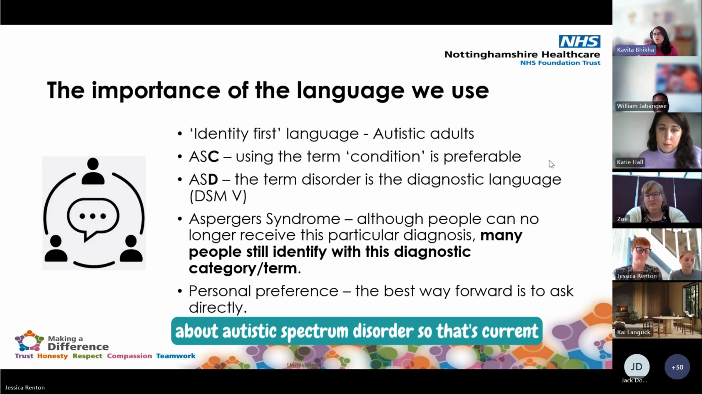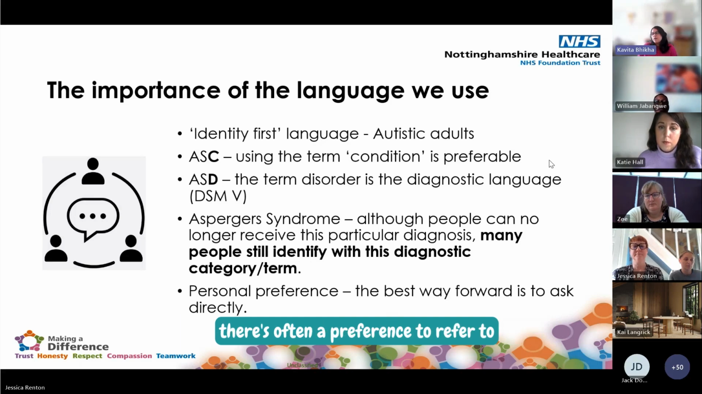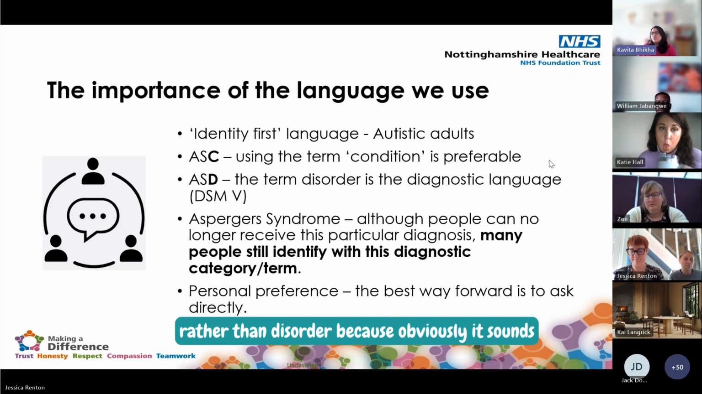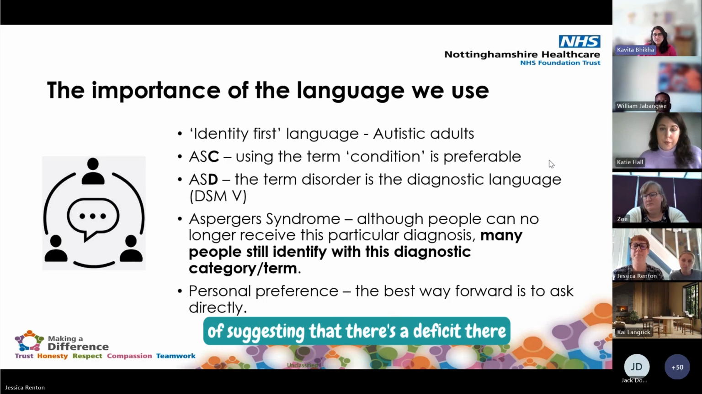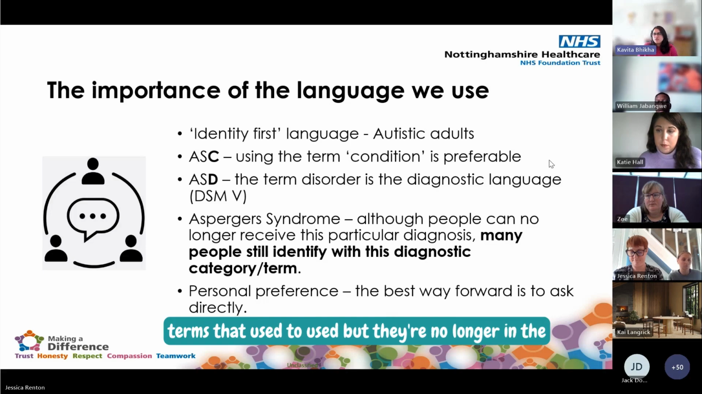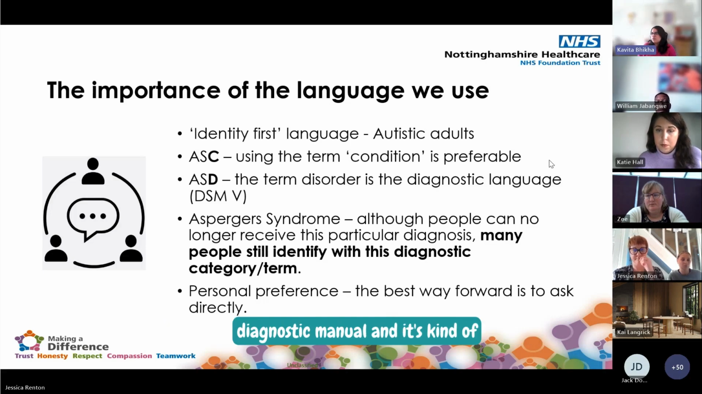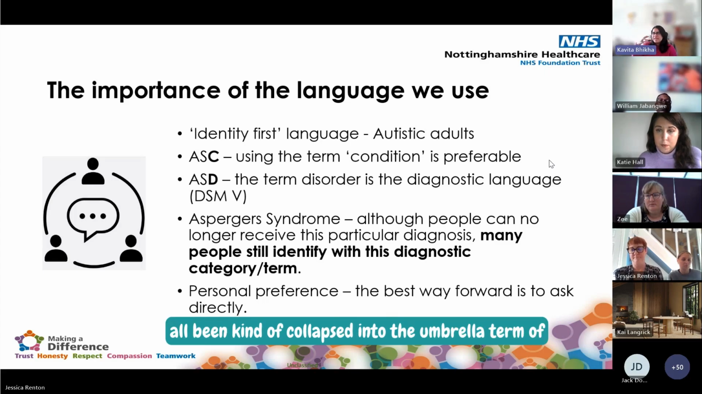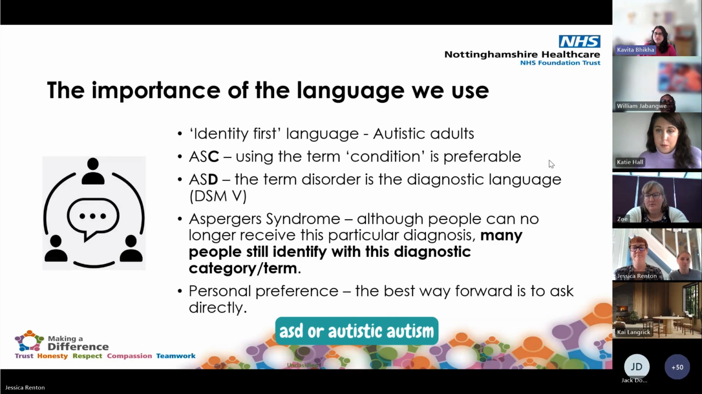And then also think about autistic spectrum disorder. That's the current wording in the diagnostic manuals. However, there's often a preference to refer to it as autistic spectrum condition rather than disorder, because it sounds much more positive and doesn't suggest that there's a deficit there. And also to mention Asperger's or high functioning autism. They are terms that used to be used, but they're no longer in the diagnostic manual. It's all been collapsed into the umbrella term of ASD, or autism spectrum disorder.